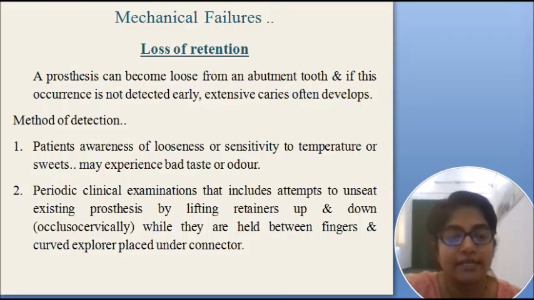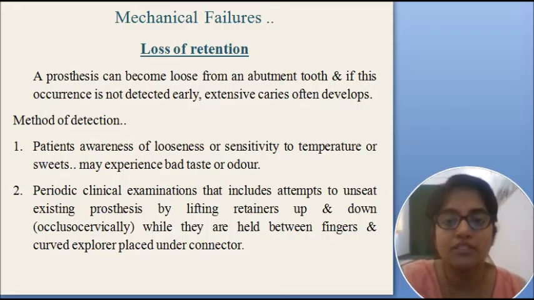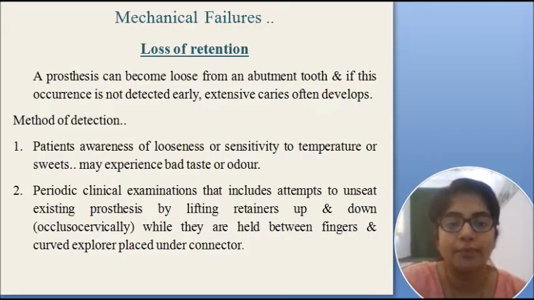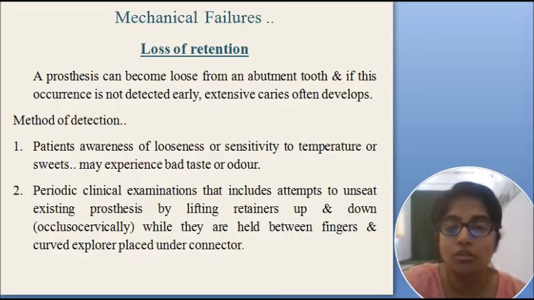So coming to the next type of mechanical failure, that is loss of retention. A prosthesis can become loose from an abutment tooth, and if this occurs and is not detected early, extensive caries often develop. Method of detection: patient's awareness of looseness or sensitivity to temperature or sweets, and may experience bad taste or odor. So when the patient tells us these complaints, we have to be very careful about whether or not there is a loss of retention.